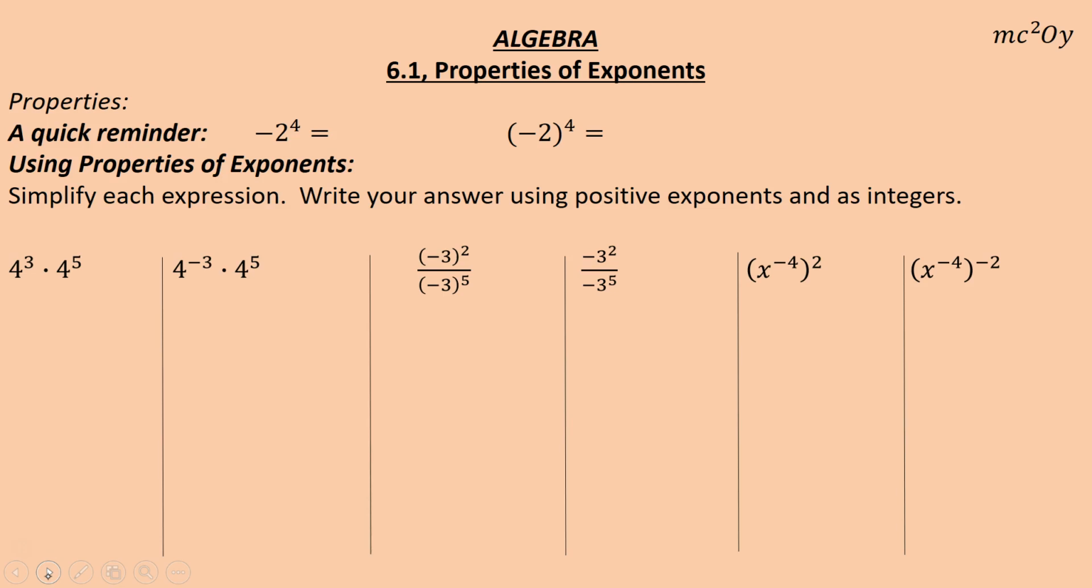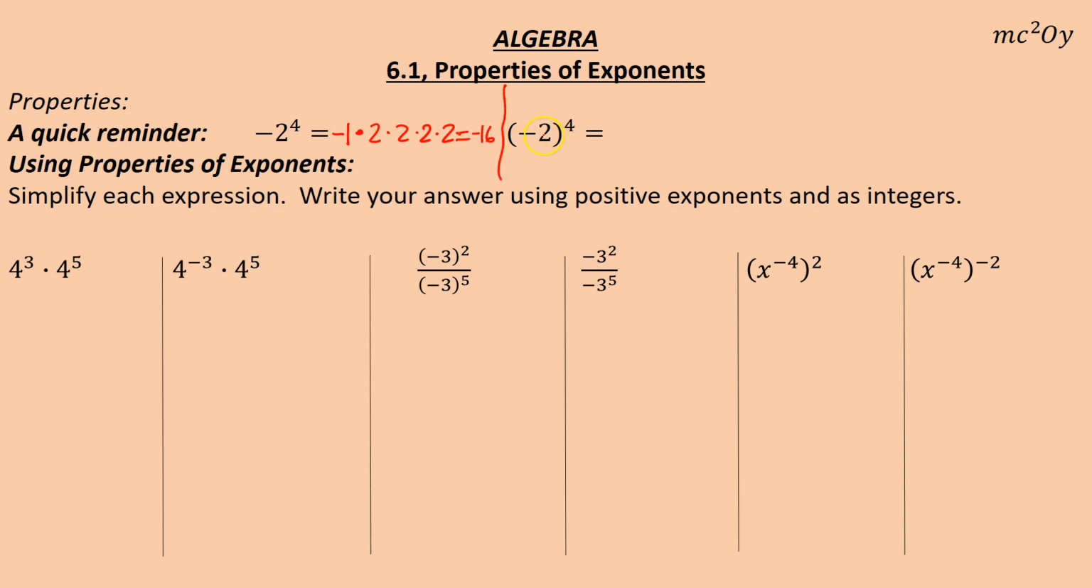So, simplifying each expression, write your answer using only positive exponents. And I actually have a quick reminder there. Negative 2 to the 4th power: anytime a negative is outside of parentheses and you have a power after a base, the negative isn't being raised to the 4th. This is like having negative 1 times 2 times 2 times 2 times 2. So it's 2 times 2 times 2 times 2, or 16, times negative 1. So this answer is negative 16.